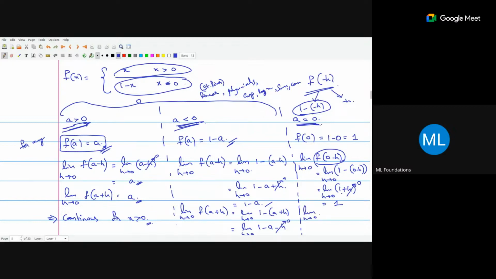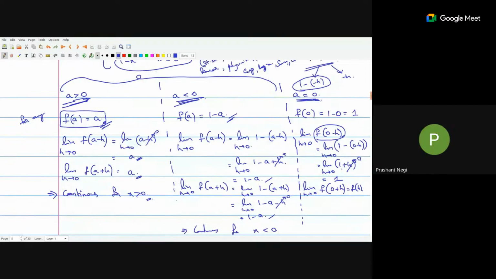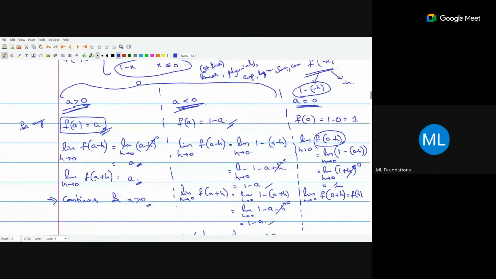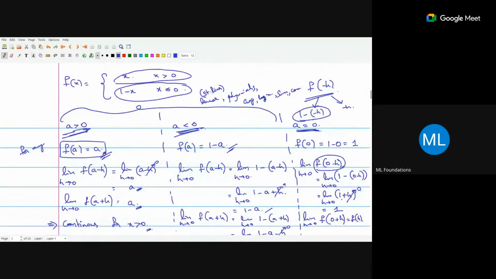Let me compute the right hand side also. The right hand limit will be f of 0 plus h as h tends to 0. Now this is like f of h. Now tell me, how will f of h behave? Will it be equal to h, or will it be equal to 1 minus h? It will be equal to h. Yes, it will go into the first piece, x greater than 0.